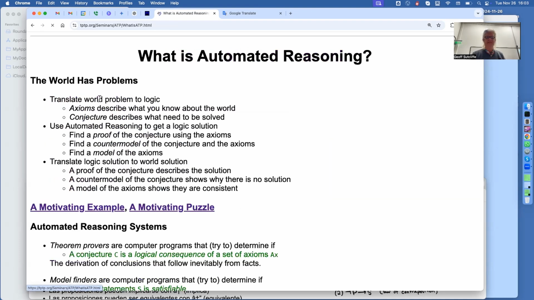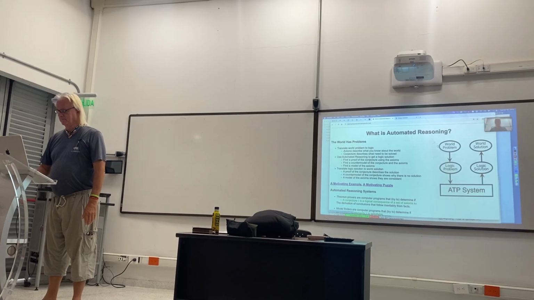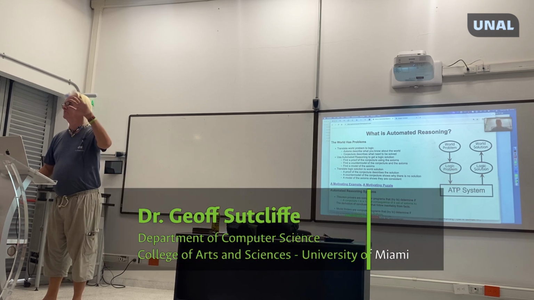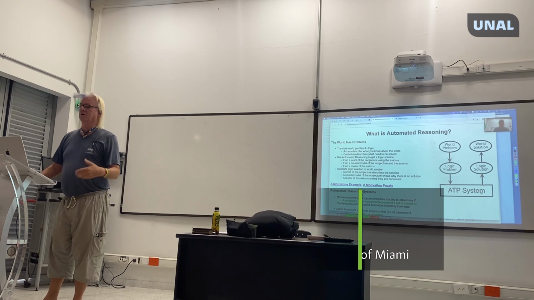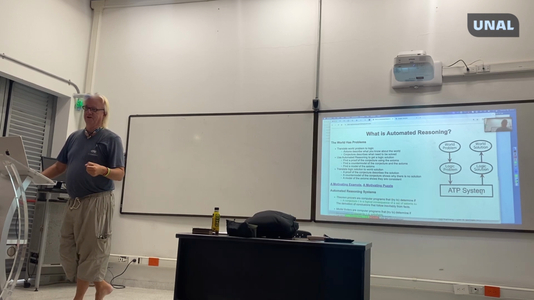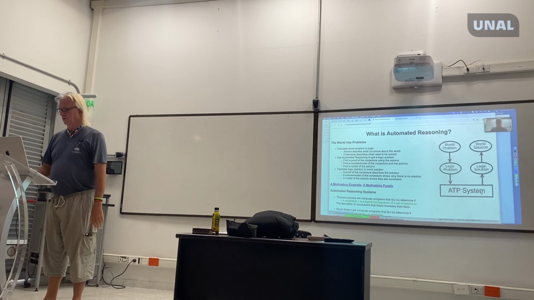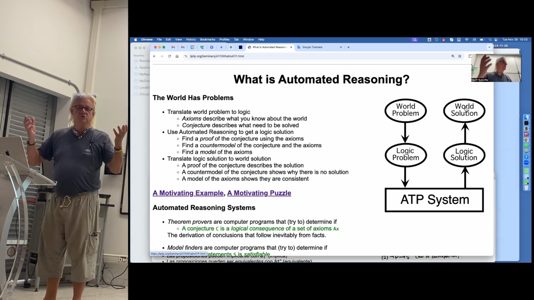So you remember this from yesterday. The idea is we take some problem in the world, we translate that problem into logic, and we start with a simple logic and move up to stronger logics. Give them to the ATP system. I've got lots of them. They're available, they're free on my web server. You just need a web browser and you can use them all. That will produce a logic solution, which we can then translate back to a solution to our problem in the world.